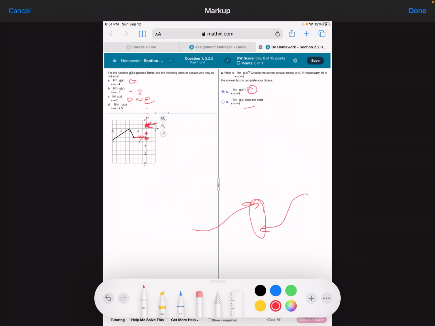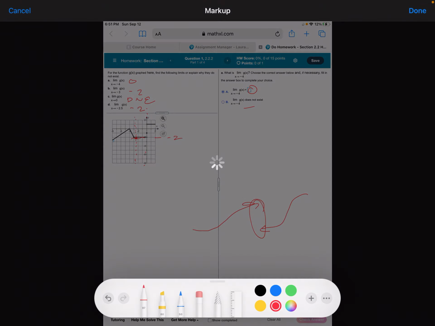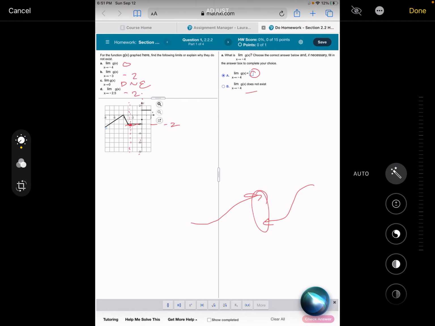And then the last one says -2.5. So let's see, here's -2.5. As I come in from the left and the right, I'm going to the same place, and that y value is -2, so that one's -2. All right, let's look at the next one.